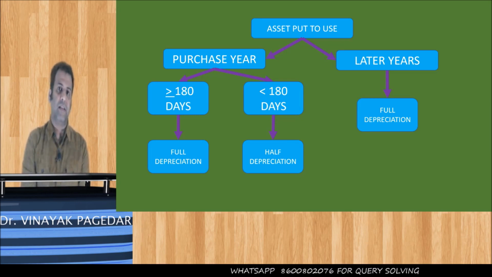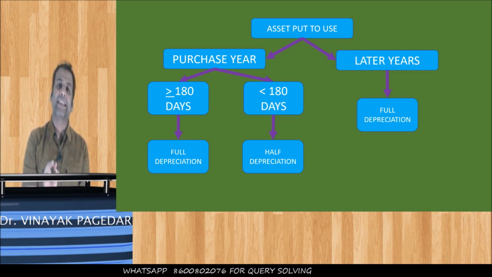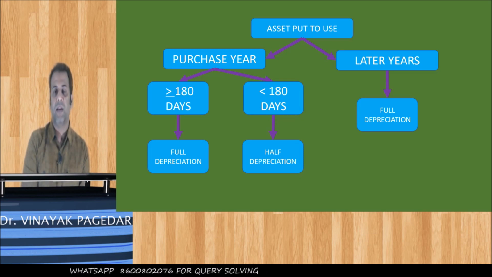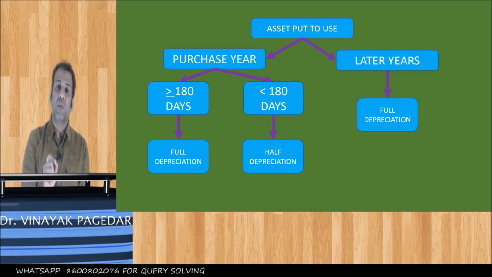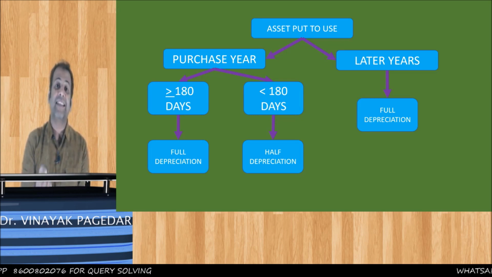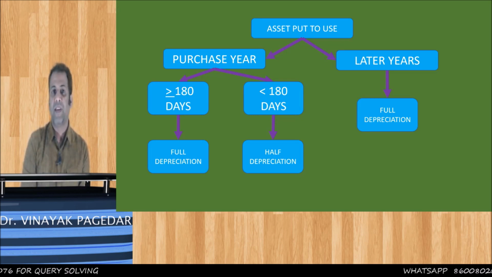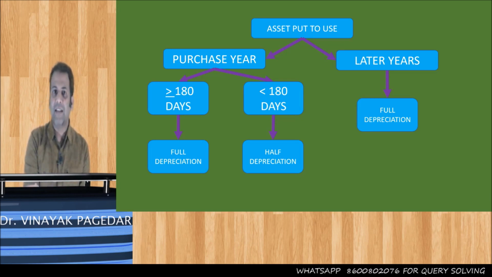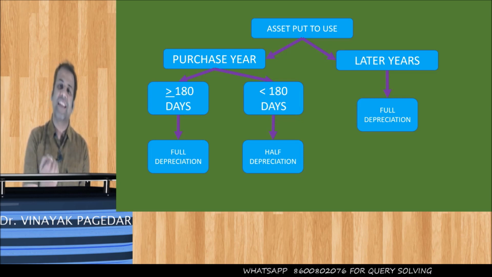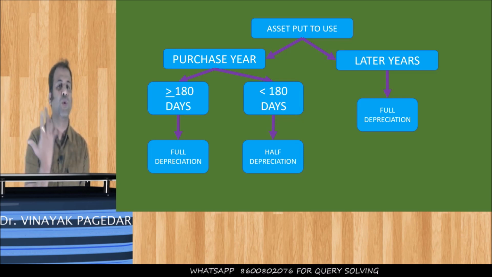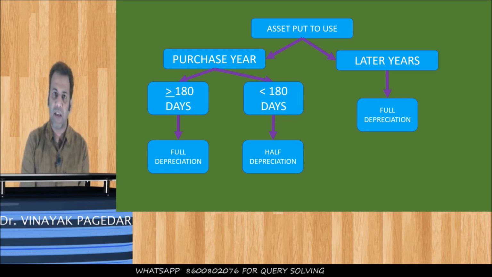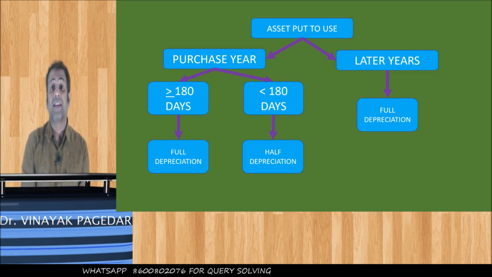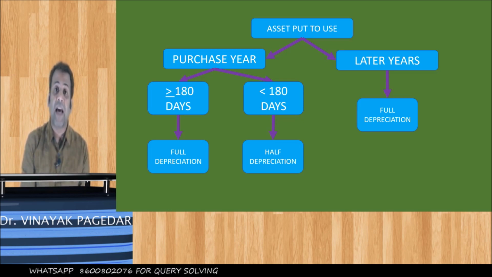However, in the next year, even if I use the asset for 1 day, I stand to get the full depreciation. You'll say, sir, why? Because the words of the act are, if the asset is acquired and put to use, and that possibility arises only in the first year. In the next year, the asset cannot be acquired and put to use. It is just put to use, and therefore, even if you put to use for 1 day, the full depreciation is allowed. In simple words, the restriction of 180 days applies only in the first year and not in the future years.